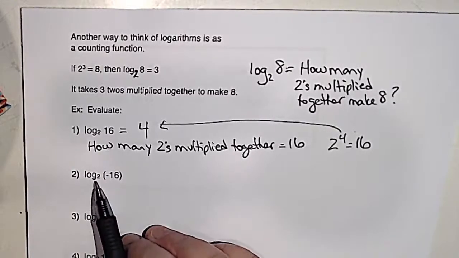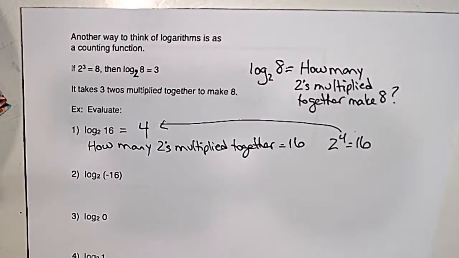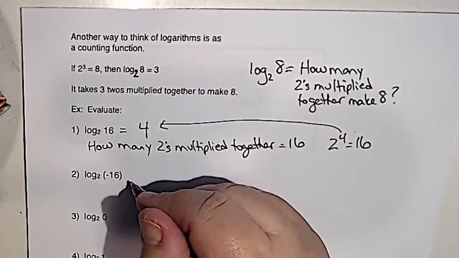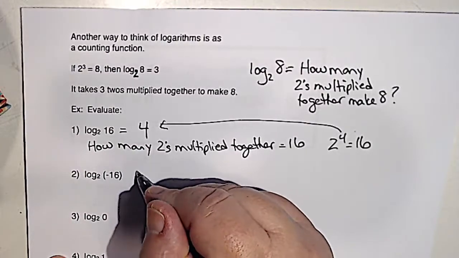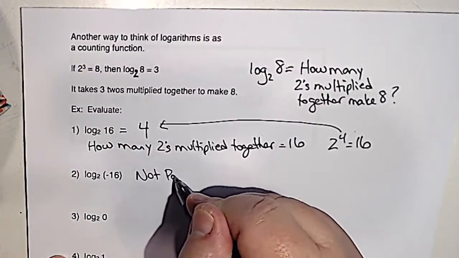Okay, how many 2's multiplied together make negative 16? And the answer is you can't. You can't multiply 2 times itself and get anything that's negative. So this is either not possible, is one answer.